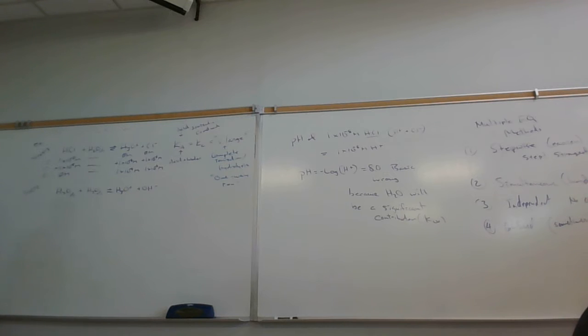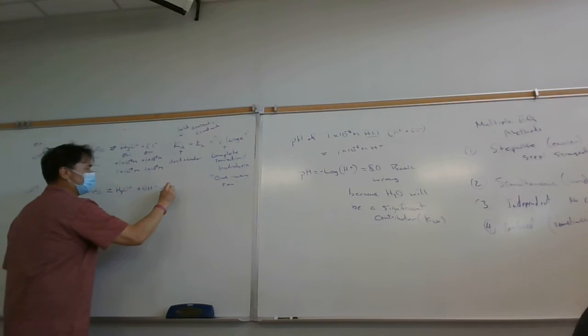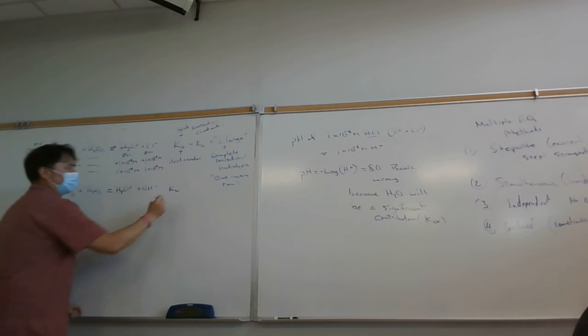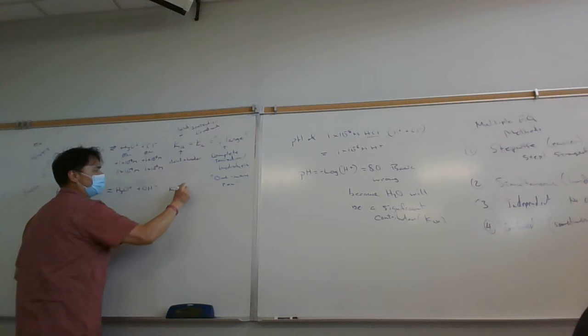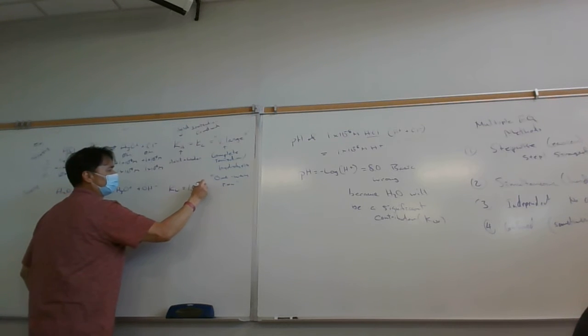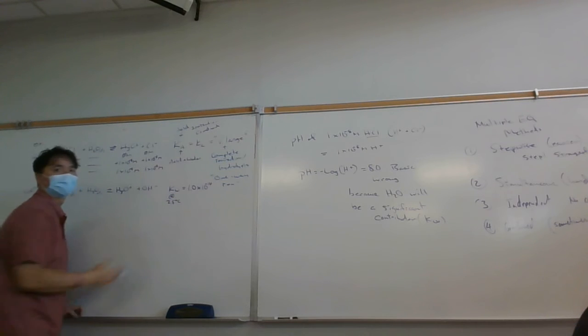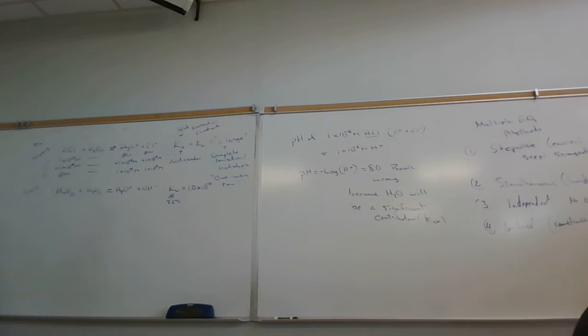This is Kw, and for Kw, you can't stop the collisions. So even if we're dealing with a hydrochloric acid solution, the water molecules are still colliding with one another and generating hydronium and hydroxide. Not much, because Kw is very small, 1.0 times 10 to the minus 14. Most people memorize this, Kw at 25 degrees C, 1.0 times 10 to the minus 14.